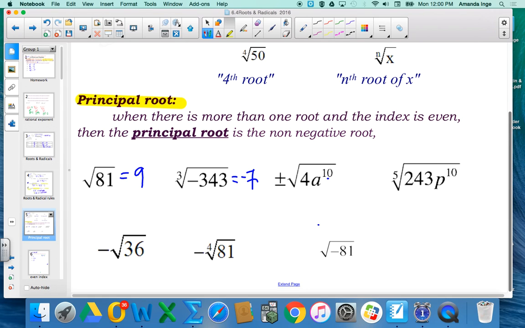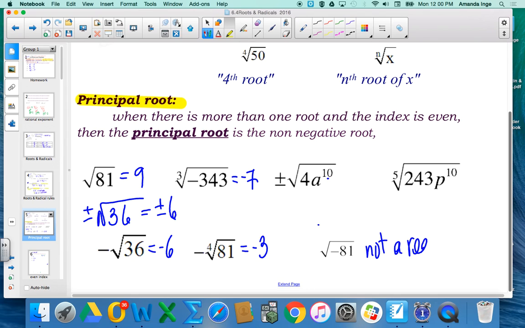And you'll notice the next one says plus or minus. Here you're looking for both the positive root and the negative root. So maybe I'll put plus or minus, and we get plus or minus 6. Next I have negative square root of 36. That's asking for the negative root. Here you're asked for the negative root, so the answer is negative 6. And this is not a real number.